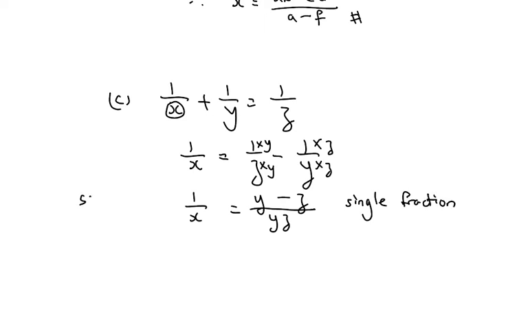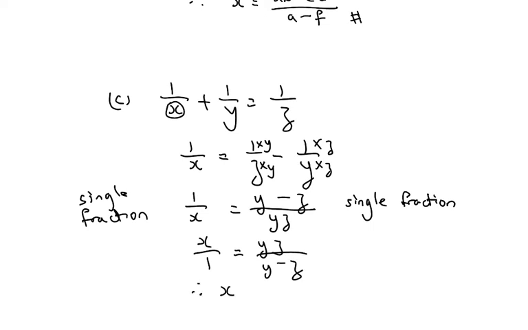And the left hand side is also a single fraction. So because both sides are single fractions, I can then flip both sides. So therefore, when X is made the subject, X is equals to YZ over Y minus Z.